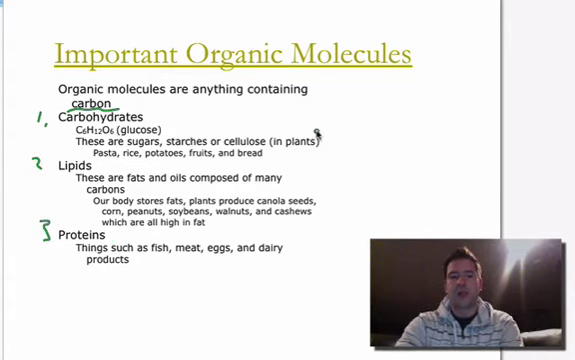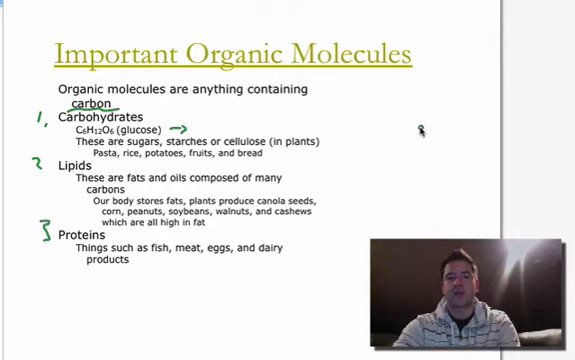Now carbohydrates: if you take a look at glucose here, we've discussed glucose a little bit, and plants use it through the process of photosynthesis. These are sugars, starches, and cellulose in plants. So we can look at things like pastas, rice, potatoes, fruits, and bread.